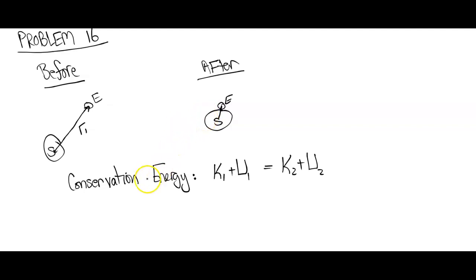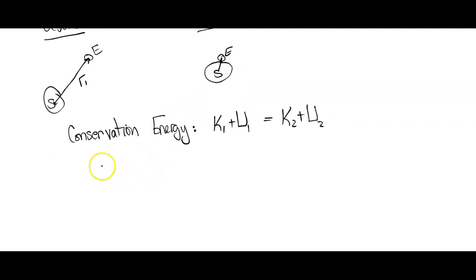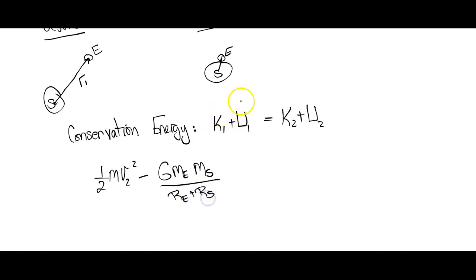gravitational pull. And if we do that, then we can say that the kinetic energy before is 1/2 m v squared, plus the potential energy, and potential energy for gravitational is the G constant times the product of the masses over the distance. And when the crash happens, the distance is the radius of the earth plus the radius of the sun. Those are the distances from center to center.